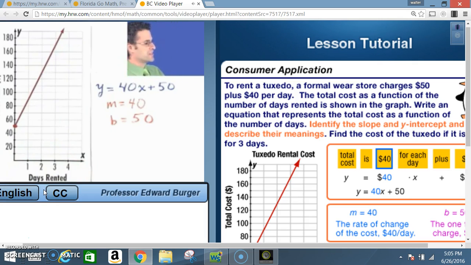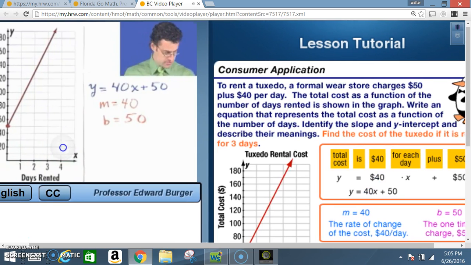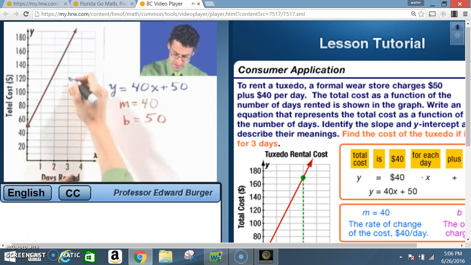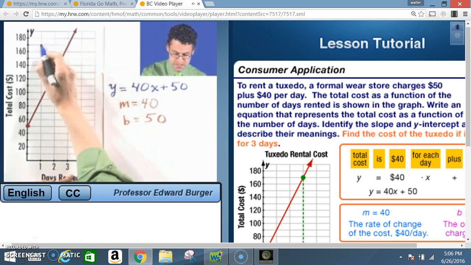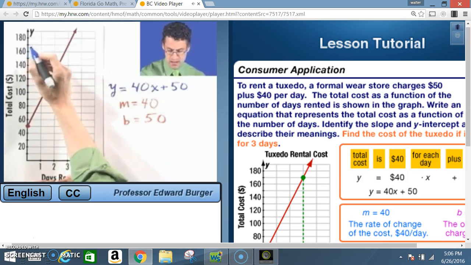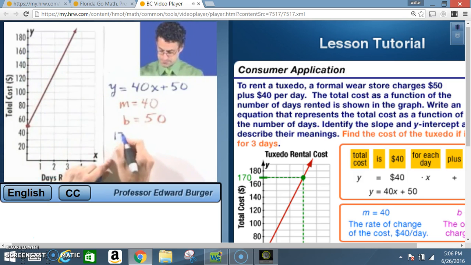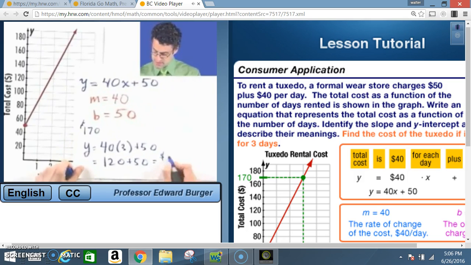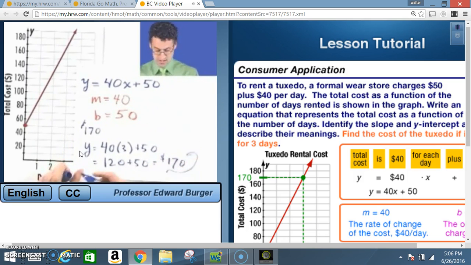And then find the cost of the tuxedo if it is rented for 3 days. Well, we can do it in a variety of ways. We can just go to the picture and say 3 days seems to hit right here, which seems to be $170. So my guess is 170. But we can confirm that by putting in x equals 3 into here and getting the exact value. And we see 120 plus 50, look at that, that equals 170, just as we had predicted. So it's sort of neat.